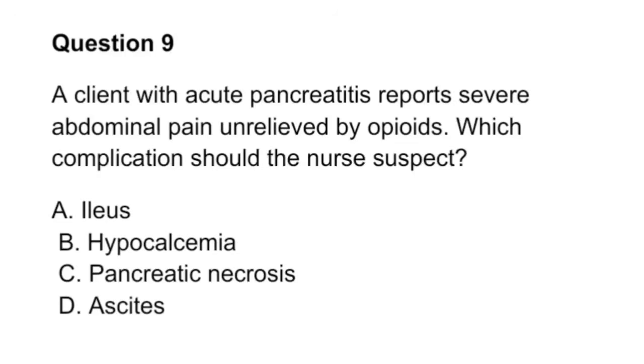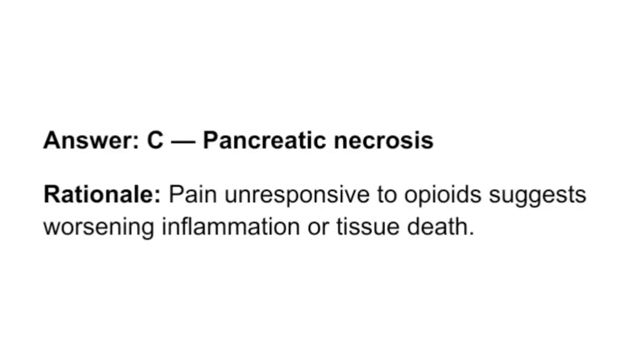Question 9. A client with acute pancreatitis reports severe abdominal pain unrelieved by opioids. Which complication should the nurse suspect? A. Ileus. B. Hypocalcemia. C. Pancreatic necrosis. D. Ascites. Answer: C. Pancreatic necrosis. Rationale: pain unresponsive to opioids suggests worsening inflammation or tissue death.